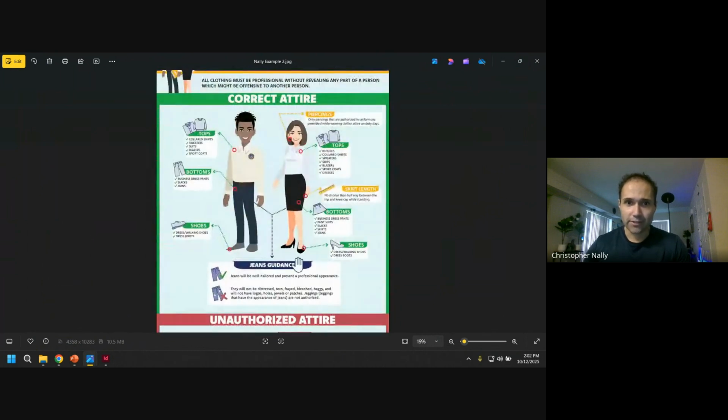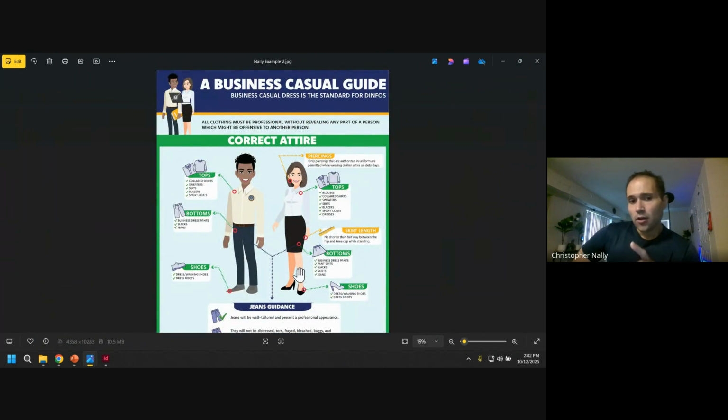Really, your infographic is like your one-stop shop. When you think about the poster, it is brief in nature. The infographic seeks to give the audience more information. It dissects a topic. It, like I said, maybe tells a story.